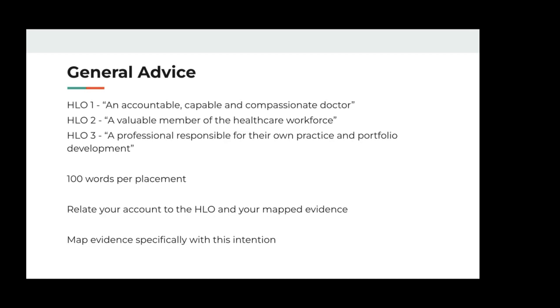So within each of those, you need to add to the clinical summary narrative 100 words per placement, and you'll need to relate what you're writing to that HLO and any evidence that you've mapped within that. So what I would advise is, if you're struggling on what to write or struggling where to map, you can map evidence specifically with the intention of then in your clinical summary narrative outlining why you have mapped that to where you have mapped it, and how that demonstrates that you are capable and compassionate or a valuable member of the healthcare workforce.